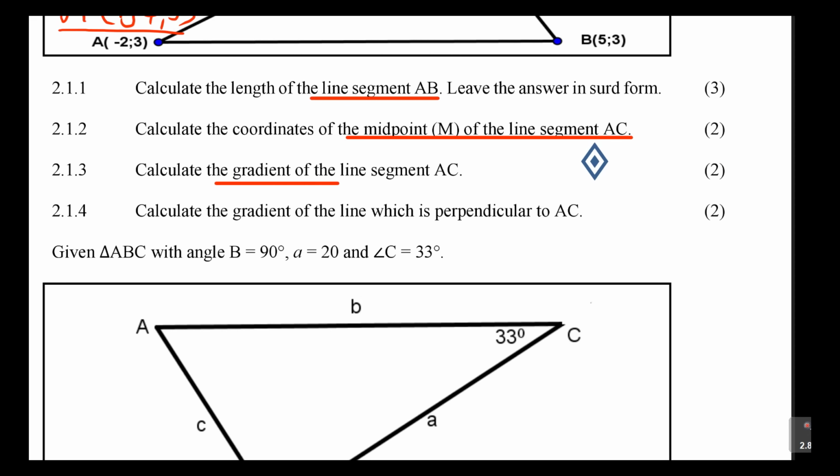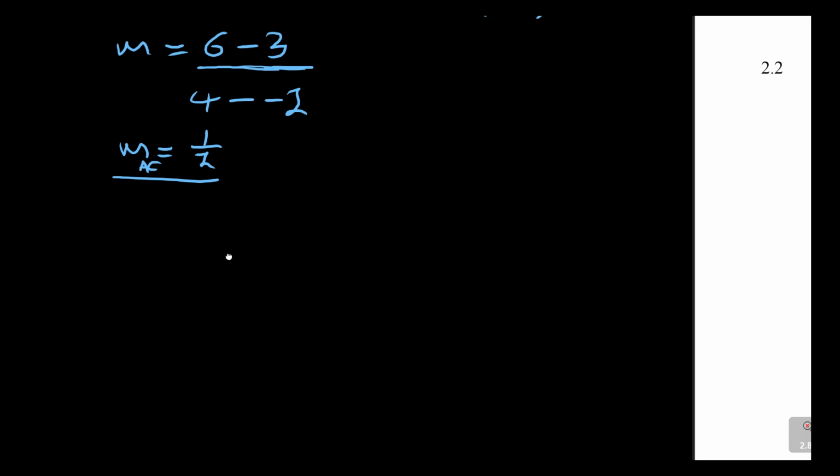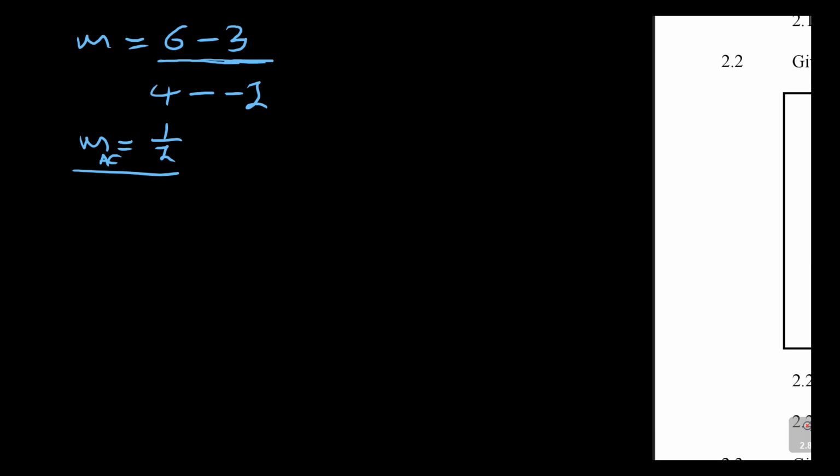And then 2.1.4, it says calculate the gradient of the line which is perpendicular to AC. The keyword there is perpendicular. So what they're trying to say is there is a line, let's say the line AC was like this. I'll call this line AC.